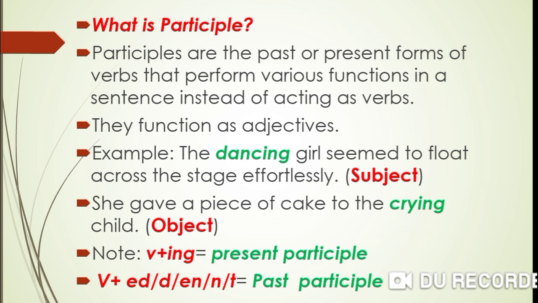So infinitives and participles both are used in making simple sentences. We'll cover it in the next video. So she gave a piece of cake to the crying child, and for the present participle there is one rule, v plus ing, and for the past participle v plus ed. That is the third form, ed, d, en, nt. So these are the past participles.